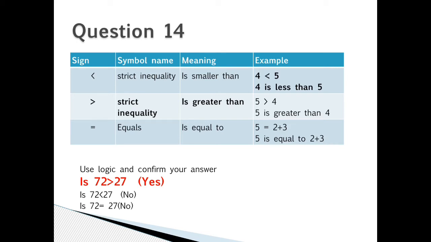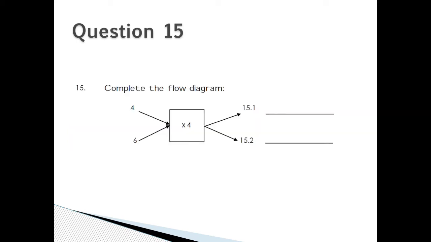The equal to sign means that everything on the one side of the equal to sign is the same as what is on the other side of the equal to sign. You need to use logic to confirm your answer. Is 72 greater than 27? The answer is yes. Complete the flow diagram for question 15.